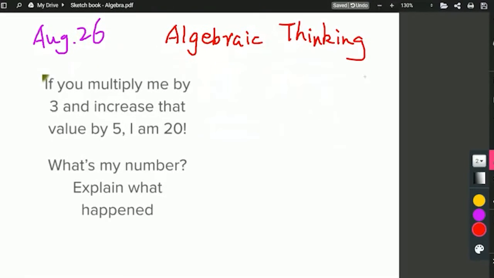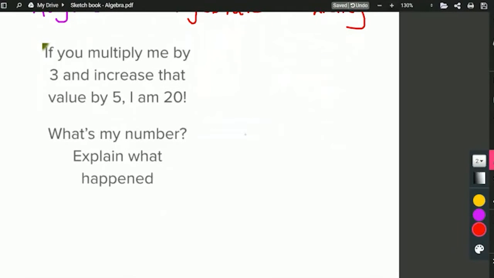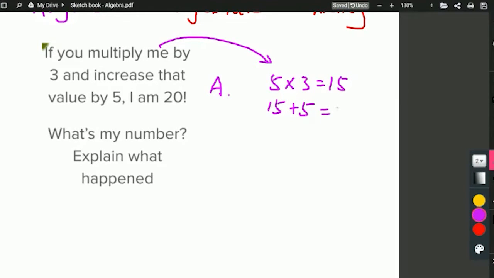So basically, we have two approaches. I'm going to write both of them down. So first, approach A is someone says 5. They say the number is 5. So they say, okay, this is a number. You multiply by 3, it's 15. And increase that value. So 15 plus 5 is 20. So this is one approach.